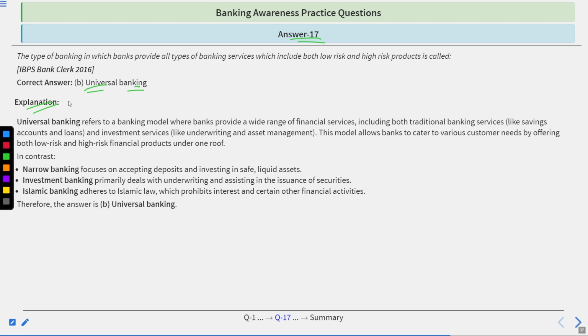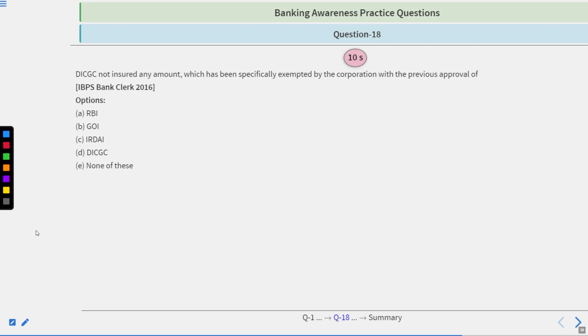Explanation. Universal banking refers to a banking model where banks provide a wide range of financial services, including both traditional banking services like savings accounts and loans, and investment services like underwriting and asset management. This model allows banks to cater to various customer needs by offering both low risk and high risk financial products under one roof. In contrast, narrow banking focuses on accepting deposits and investing in safe liquid assets. Investment banking primarily deals with underwriting and dealing in securities. Islamic banking adheres to Islamic laws, which prohibit interest and certain other financial activities.